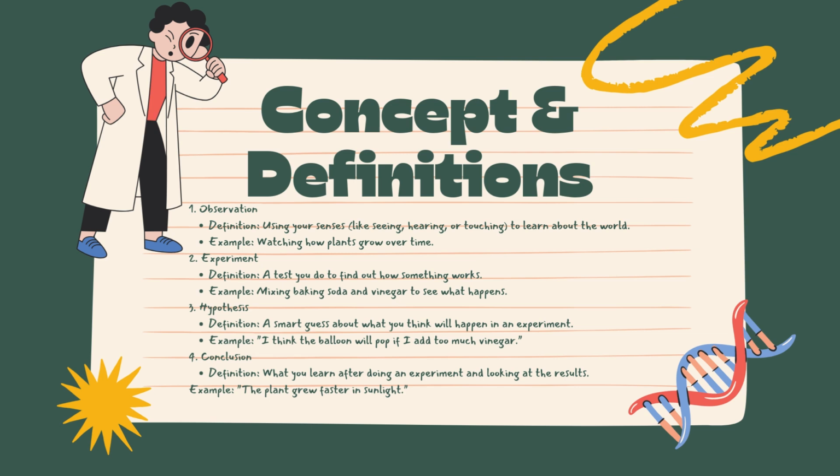3. Hypothesis. Definition: a smart guess about what you think will happen in an experiment. Example: I think the balloon will pop if I add too much vinegar. 4. Conclusion. Definition: what you learn after doing an experiment and looking at the results. Example: the plant grew faster in sunlight.